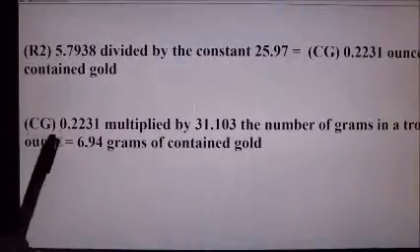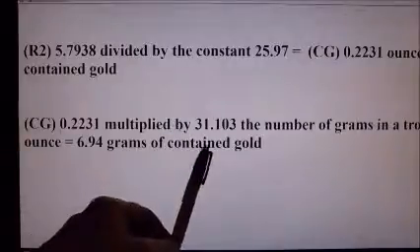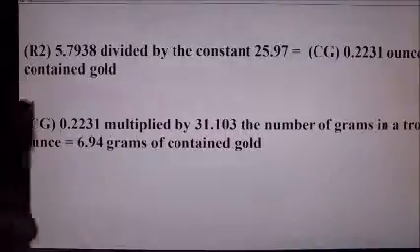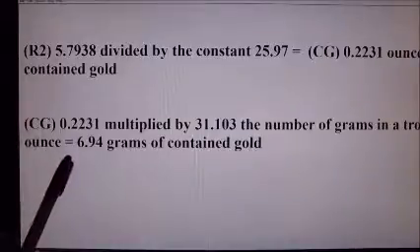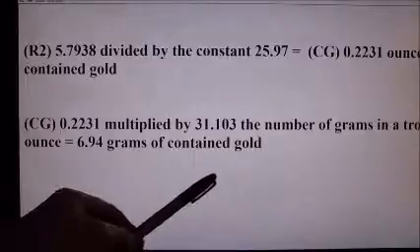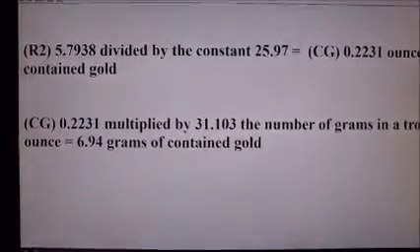So we take the contained gold in ounces, multiply it by 31.103, the number of grams in a troy ounce, and it equals 6.94 grams of contained gold in this specimen. That concludes your specific gravity test.